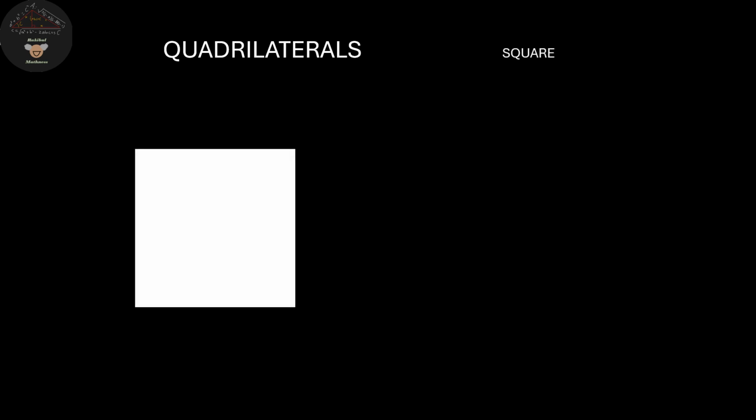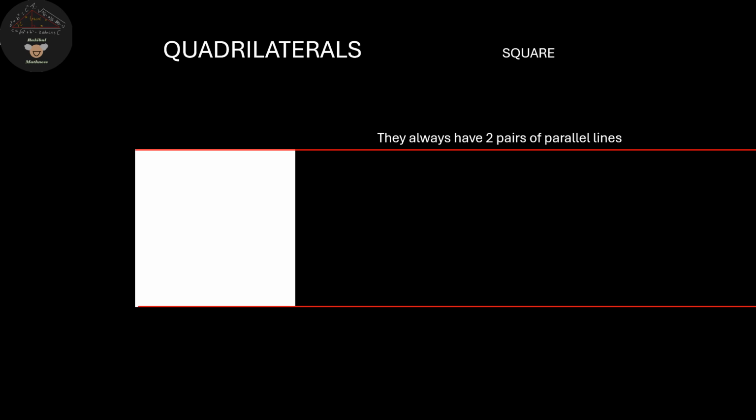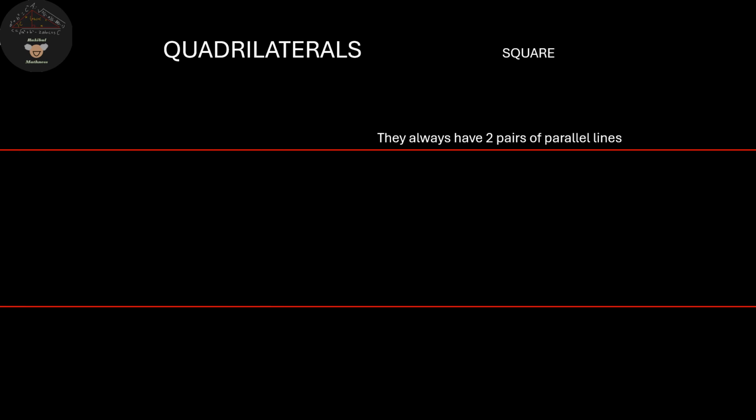A square has to have two pairs of parallel lines. Now you might be asking, what are parallel lines? Well, parallel lines are any pair of lines which go in the exact same direction. So if you stretch them to infinity, they won't ever intersect or meet each other. Or in layman's terms, go on top of each other.